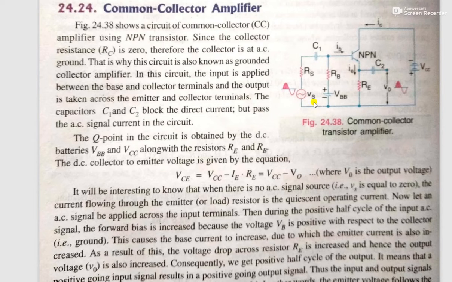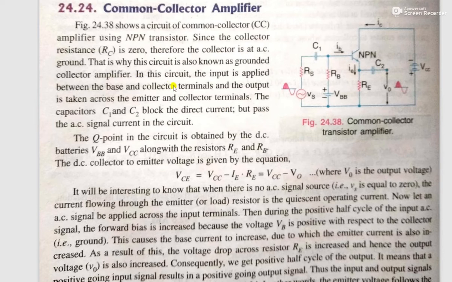So input Vs, source voltage, is applied across base and emitter, and the output is taken across emitter and collector. Figure shows a common collector amplifier by using NPN transistor. Since the collector resistance RC is not there, mathematically it is treated as 0. Therefore, the collector is at AC ground.